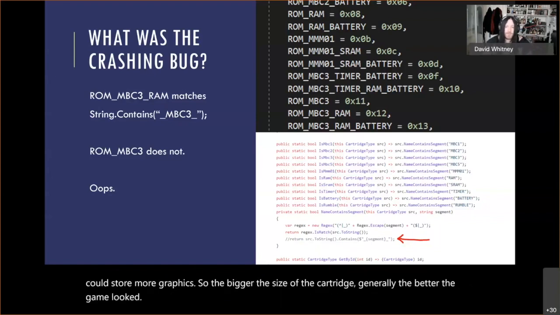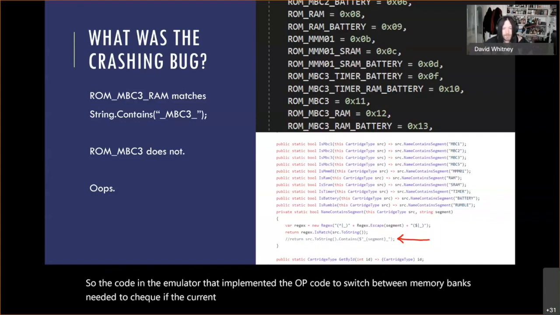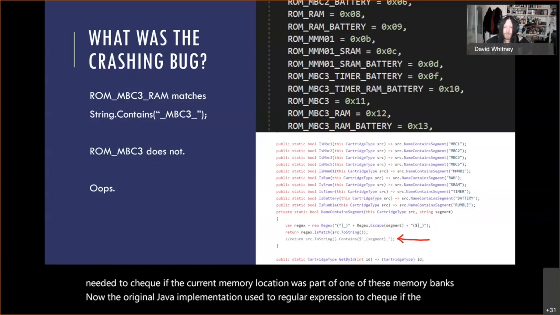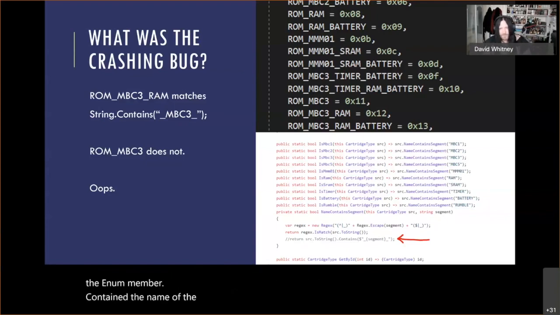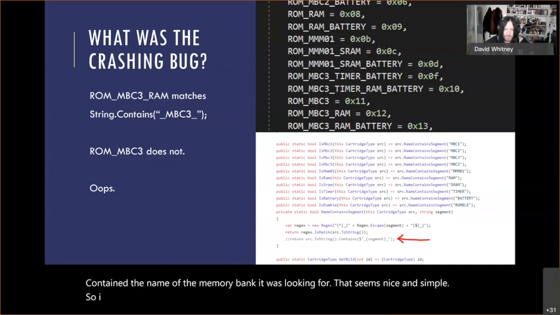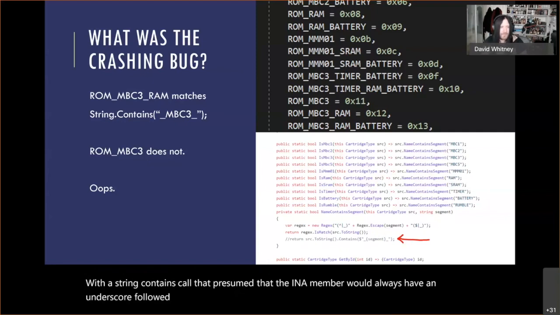So the code in the emulator that implemented the opcode to switch between memory banks needed to check if the current memory location was part of one of these memory banks. Now, the original Java implementation used a regular expression to check if the name of the enum member contained the name of the memory bank it was looking for. So it seems nice and simple. So I had hastily replaced that with a string contains call that presumed that the enum member would always have an underscore followed by the MBC value followed by an underscore.